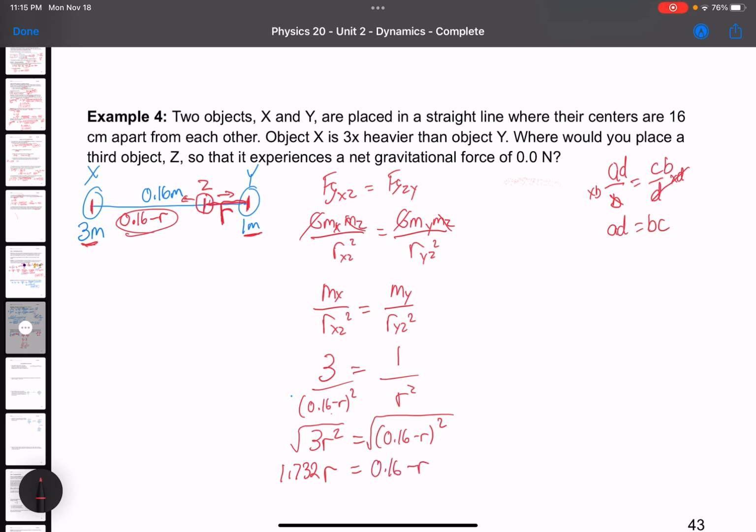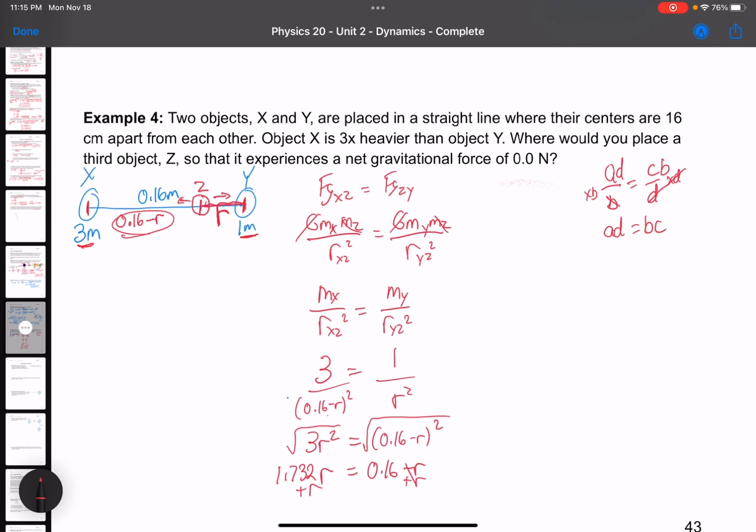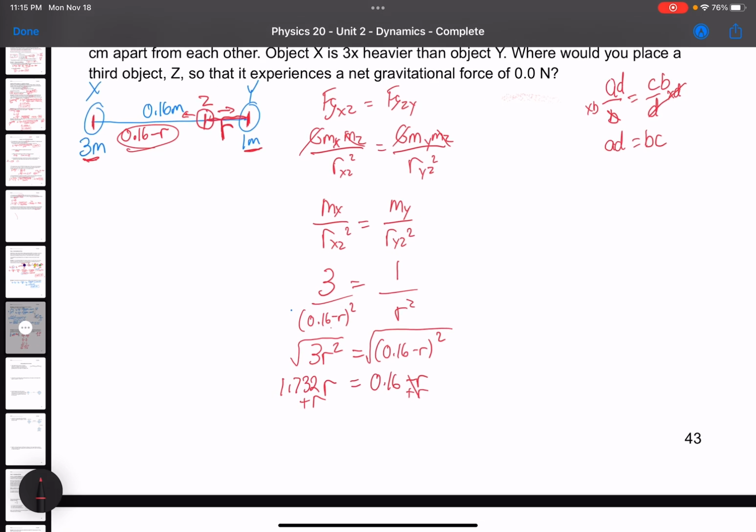At this point, I'm just solving an algebraic equation. So I'm going to group like terms. I add an r. So I got 1.732 on the left. I add one more. So now I'm just going to write this on the side. I'm kind of running out of space. Oh, I got a little bit more here. So 2.732r, because I added another one to it. It's equal to 0.16. And I need to divide.